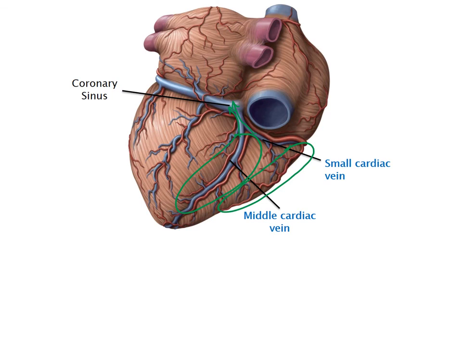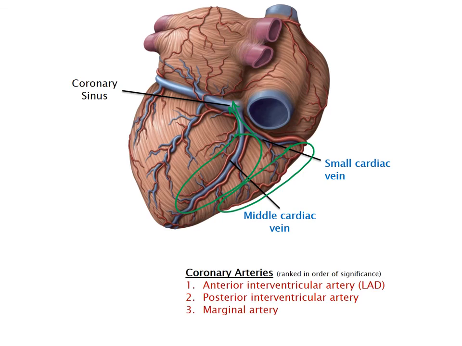This artery runs along the right heart margin, and it only supplies the right ventricle. As a reminder, the right ventricle is much weaker than the left ventricle because the walls of the right ventricle are much thinner. It can be weaker because it only has to push blood to the neighboring lungs. So the ordering from most important to least important is the LAD, posterior interventricular artery, and the marginal artery.